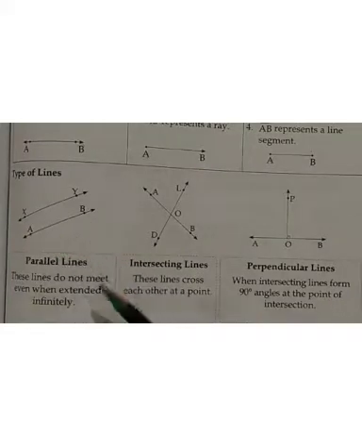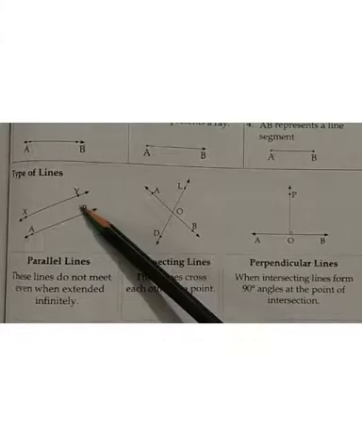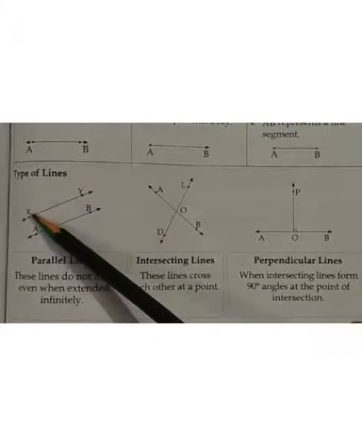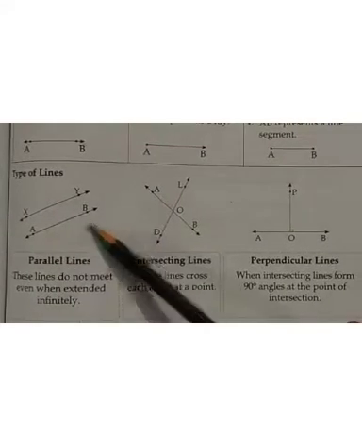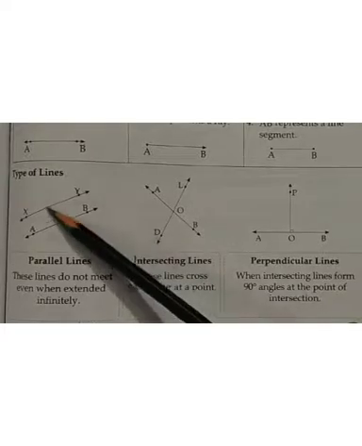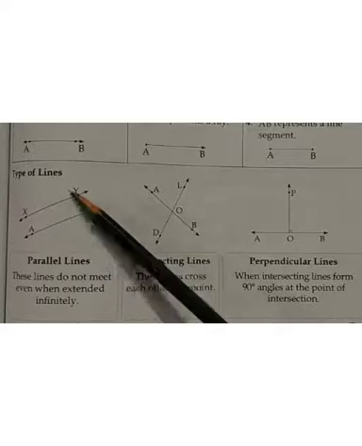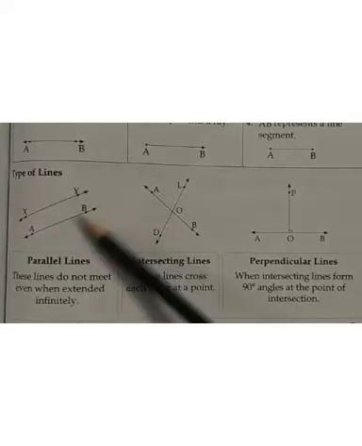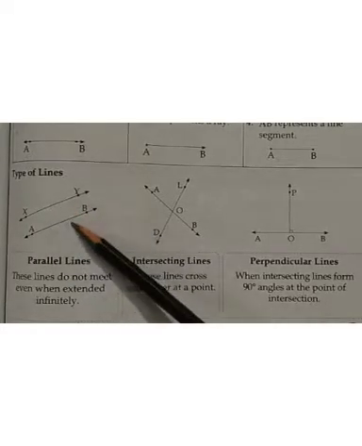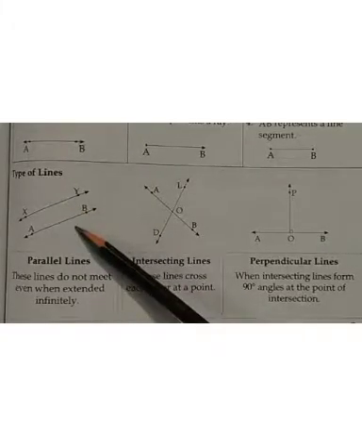Next are types of lines. First are parallel lines. Two lines that have the same distance everywhere, like line XY and line AB. These lines never intersect, never meet. So these two lines are called parallel lines.